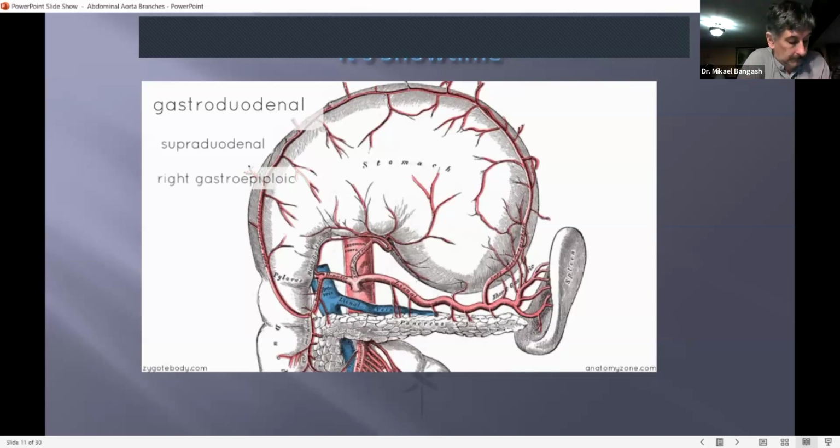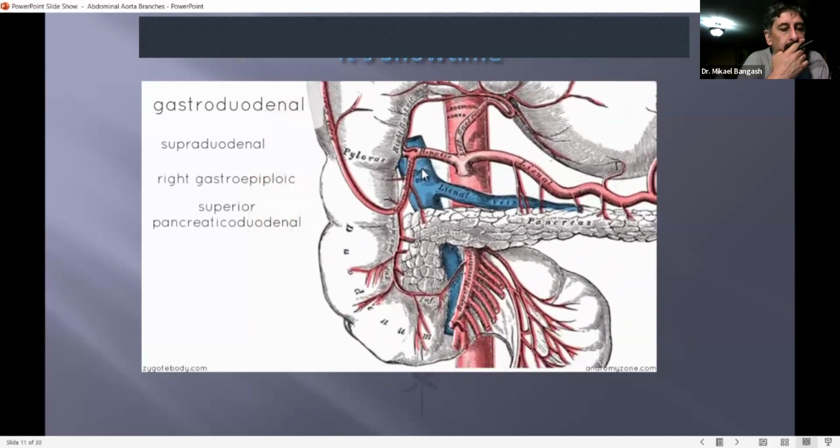The next branch of the gastroduodenal artery is the superior pancreatico-duodenal artery. It's quite a mouthful, but it is very descriptive of what the artery does and where it's located. It's superior because there's also an inferior one, and it's called pancreatico-duodenal because it supplies the head of the pancreas and also the duodenum. There is an inferior pancreatico-duodenal artery which comes off the superior mesenteric artery.